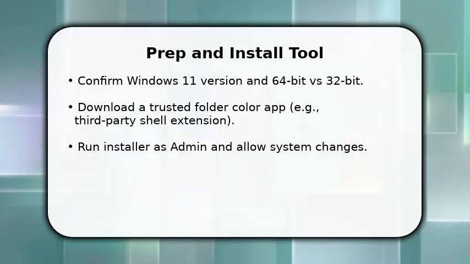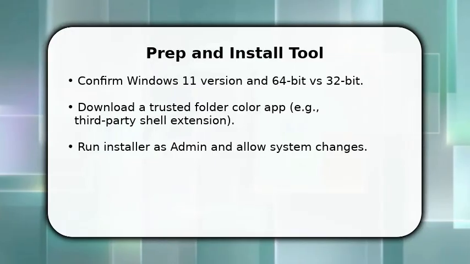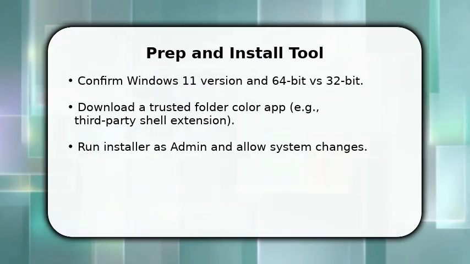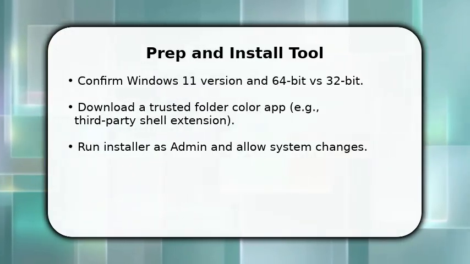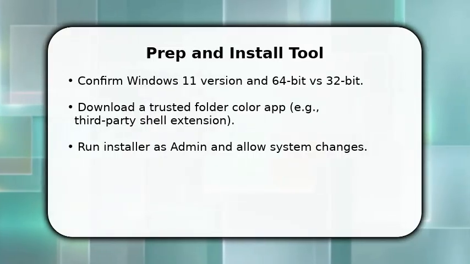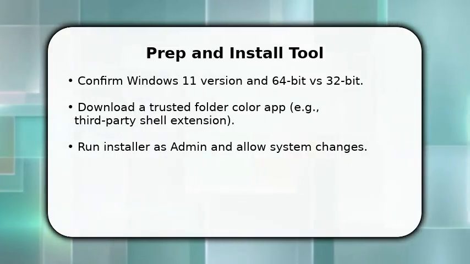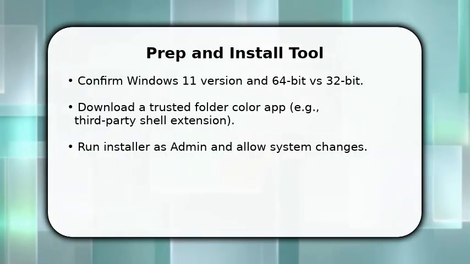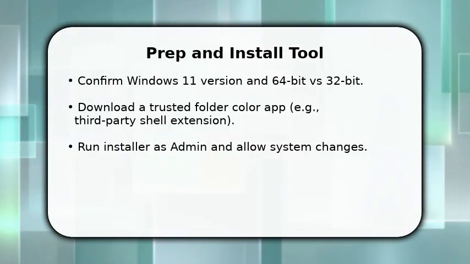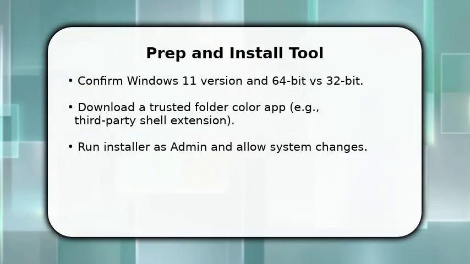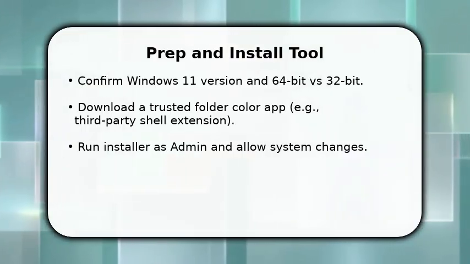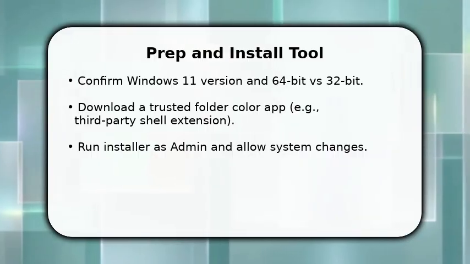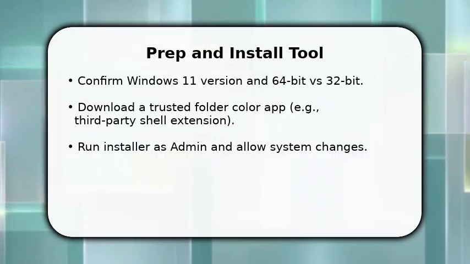Enjoy the video. You start by preparing the system and installing the needed tool. Make sure your Windows 11 build is supported and you know whether it's 64-bit. Once done, download the chosen folder color utility and run its installer as an administrator so it can register shell extensions. During install, allow the app to modify file associations and context menu entries. This is required so folders show color options.